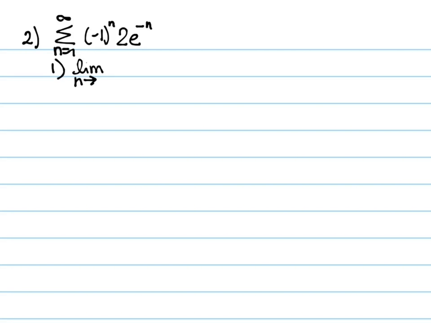So let's do another example, same directions. Summation from n equal 1 to infinity of negative 1 to the n times 2e to the negative n. Again, we have two conditions to check for. The first condition is to decide if the limit as n goes to infinity of 2e to the negative n in fact equals 0. There's several things that we could do. I'm going to choose to rewrite the expression with positive exponents. In particular, that would look like 2 over e to the n.